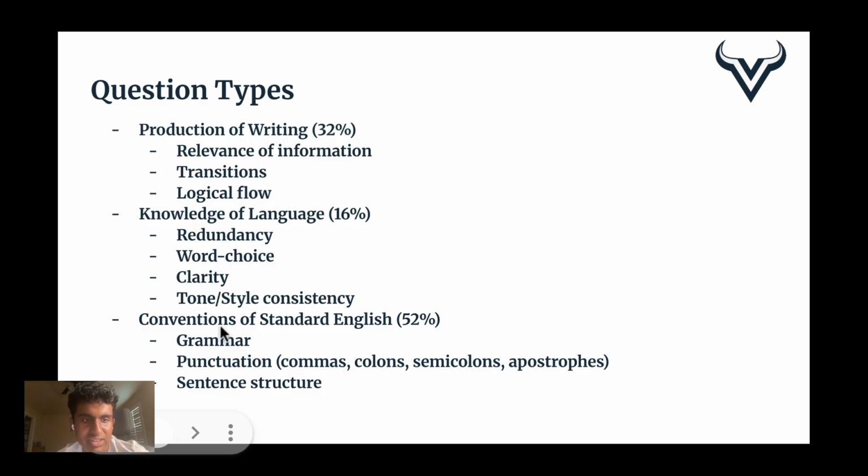And then the last one is conventions of standard English, which is 52%. This is probably what you have to study the most. It includes grammar, punctuation, such as commas, colons, semicolons, and apostrophes. You need to know how to use all of those. And sentence structure, so breaking down complex sentences into reasonably spaced sentences.